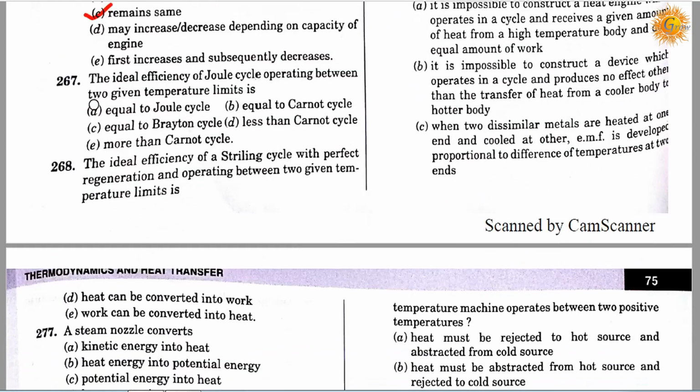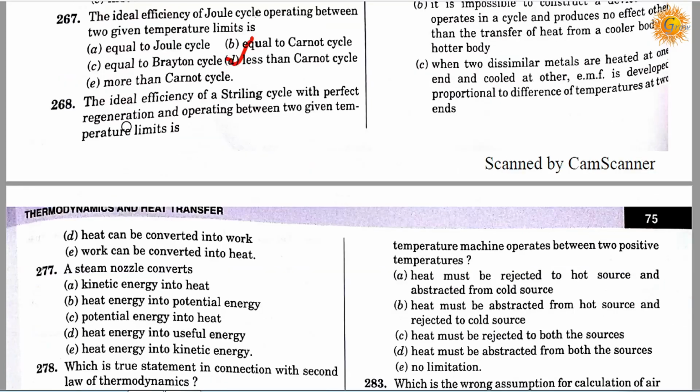Question number 267. The ideal efficiency of a Joule cycle operating between two given temperature limits is: option A, equal to Joule cycle; option B, equal to Carnot cycle; option C, equal to Brayton cycle; option D, less than Carnot cycle; option E, more than Carnot cycle. So the correct answer is D, less than Carnot cycle.